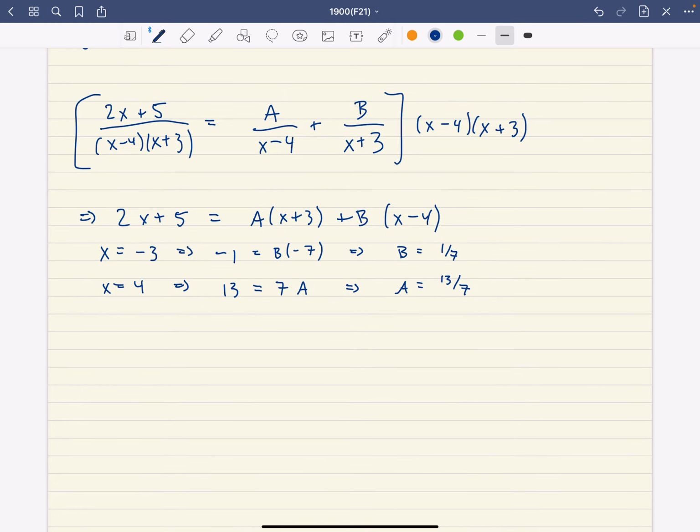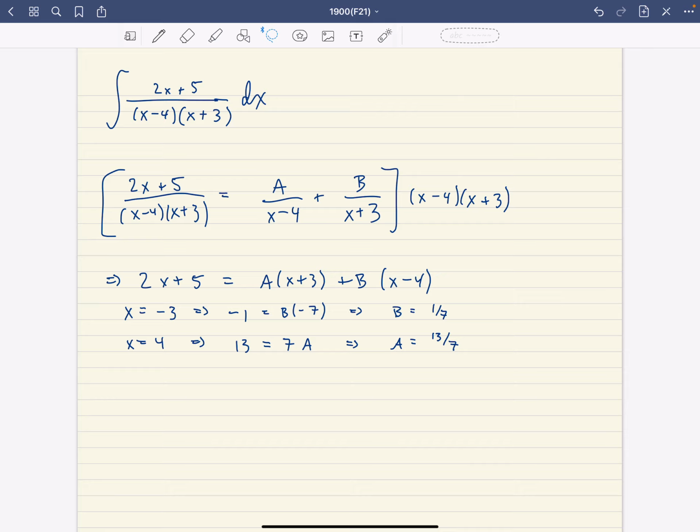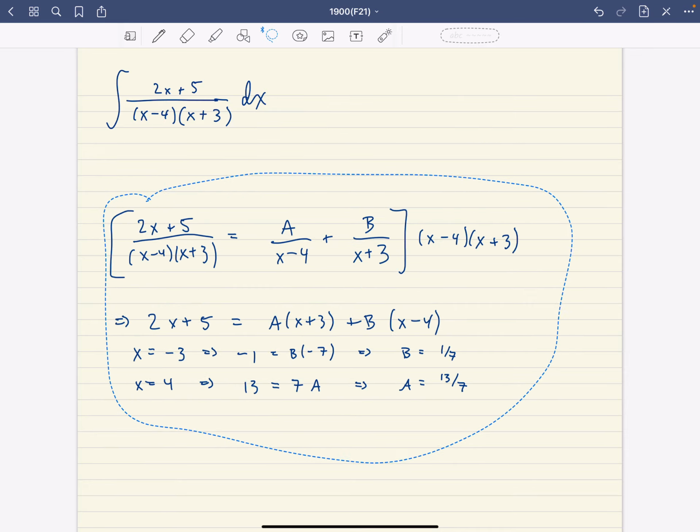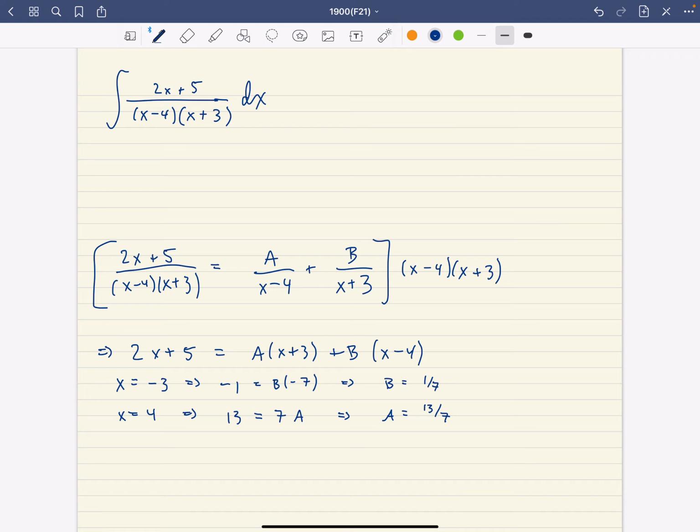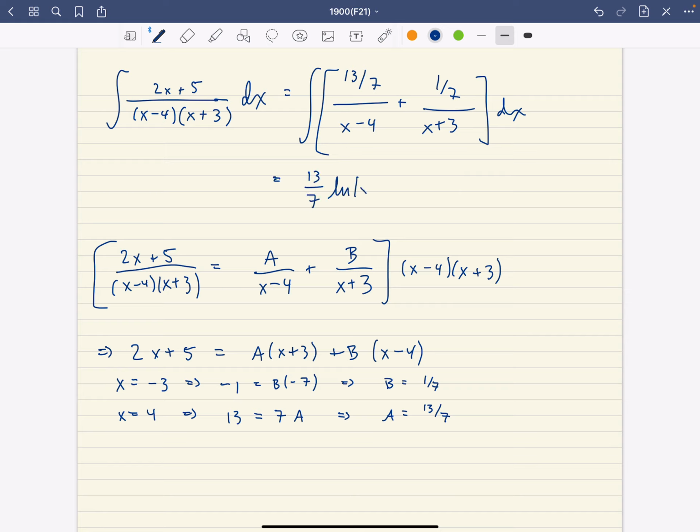What that tells us is that if we want to evaluate the integral of 2x plus 5 over x minus 4 times x plus 3, that's the same as the integral of 13/7 over x minus 4 plus 1/7 over x plus 3. If we integrate that, we end up with 13/7 times the natural log of the absolute value of x minus 4, plus 1/7 times the natural log of the absolute value of x plus 3, plus a constant as always. And that's what partial fractions will do for us.